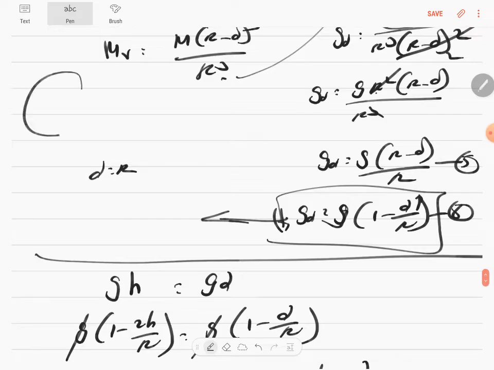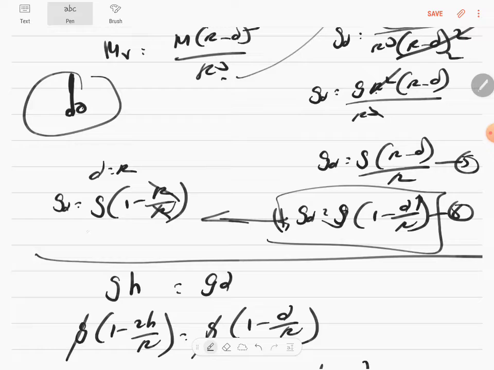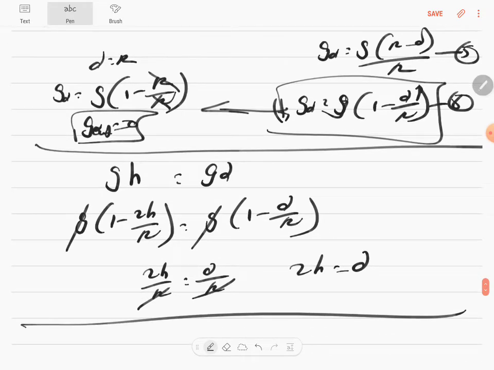Okay, next case study, another case study: consider d is equal to r. That is the entire depth is becoming equal to radius, which means at the center of the earth. It will become g_d is equal to g into 1 minus r by r, which is 0. And therefore the gravity at the center of the earth is 0. So you will feel weightless at the center of the earth. Are you clear? Because gravity is not there.